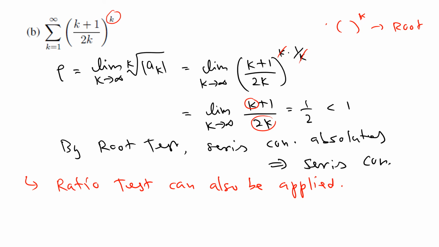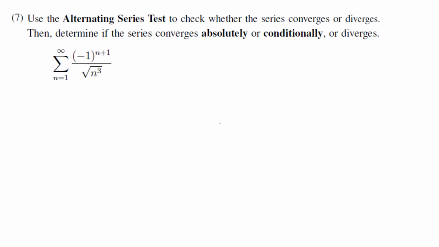Okay, so let's go to the next problem. This is an interesting problem. It's asking to use the alternating series test to check whether this converges or diverges, and also whether it converges absolutely or conditionally. You can see that when you have a constant power, like n to the 3 halves, what's going to happen is the root test and the ratio test fail.